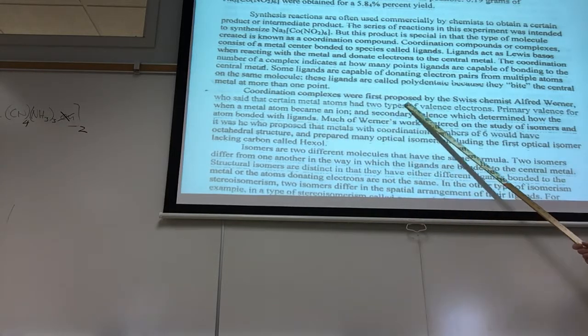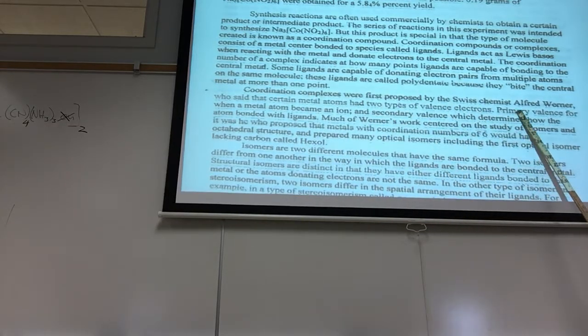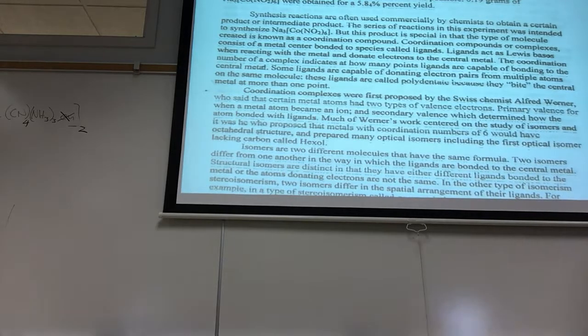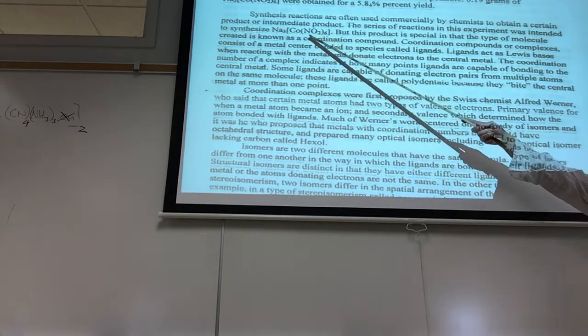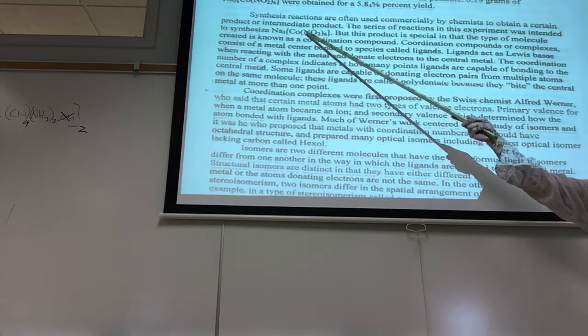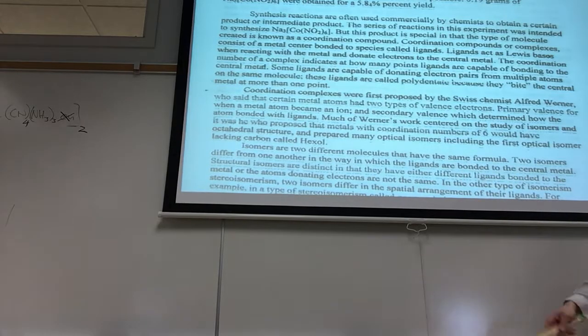Coordination complexes were first proposed by the Swiss chemist Alfred Werner. So a little historical perspective on this. But the historical doesn't have to be on coordination complexes. The historical could be on this. You know, when was this first made? Who did that? That type of stuff.